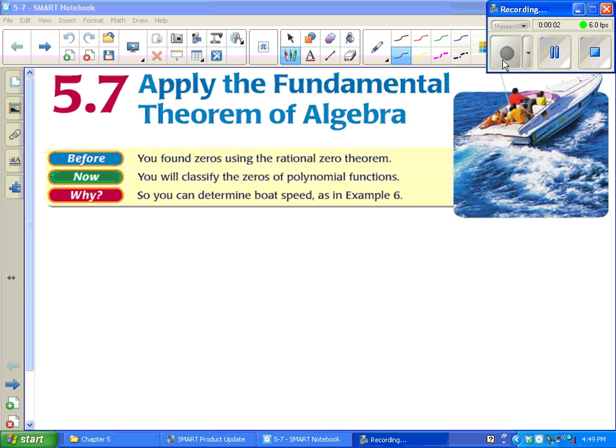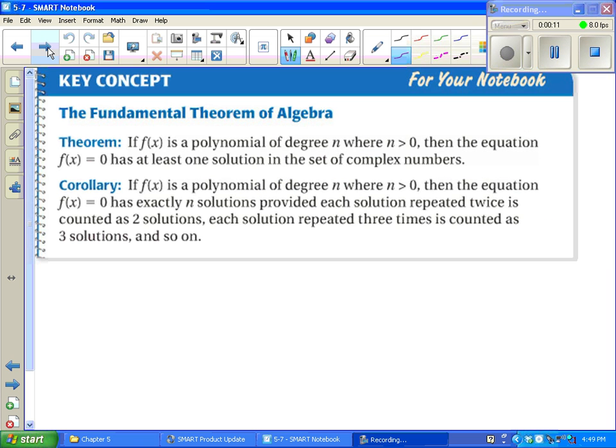5.7, apply the fundamental theorem of algebra. We're going to classify the zeros of polynomial functions. That means we're going to be able to look at a polynomial and know how many zeros there are, and then we're also going to figure out what those zeros happen to be.